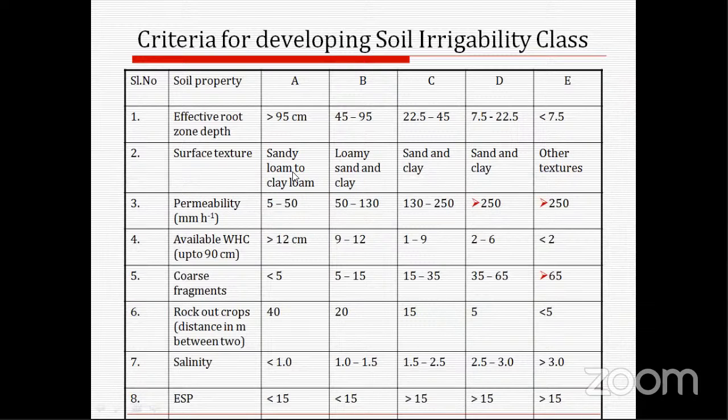So just remember the sandy loam to clay loam. Here loam, sand and clay will be there. But here, both in C and D, you can see only sand and clay. Whereas E, you can expect only other conditions.